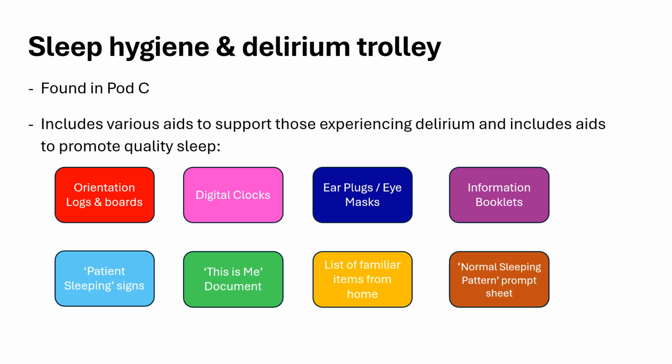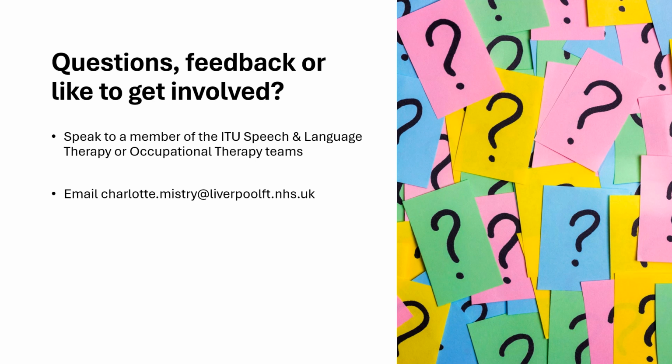These include orientation logs and charts, digital clocks, earplugs and eye masks, information booklets, patient sleeping signs, This Is Me document, list of familiar items that families or friends can bring from home, and a prompt sheet on normal sleep pattern. If you have any questions, feedback, or would like to get involved in our projects, speak to a member of the ITU Speech and Language Therapy or Occupational Therapy teams.